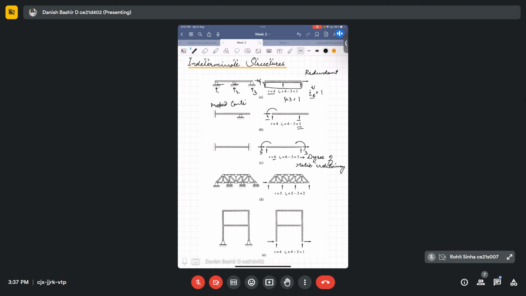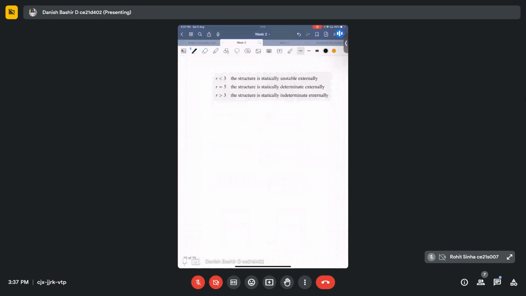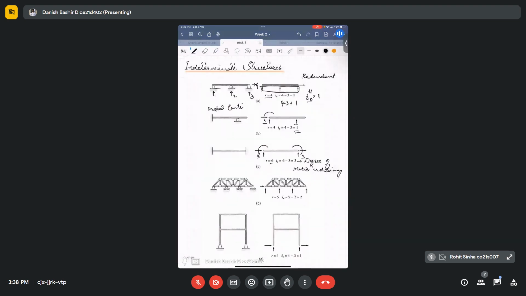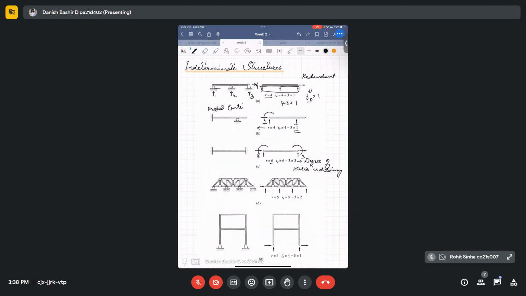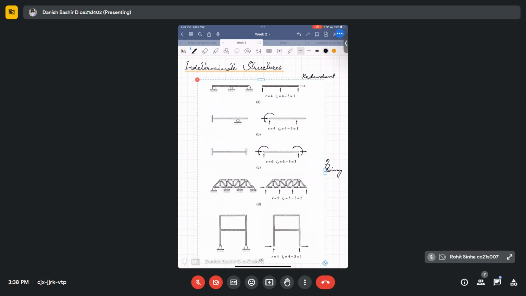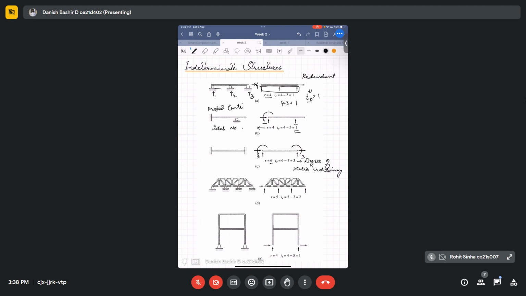Degree of static indeterminacy. Then we have a rule. A small sample for this: the total number of unknowns, or the total number of reaction forces that need to be computed, is denoted by R.